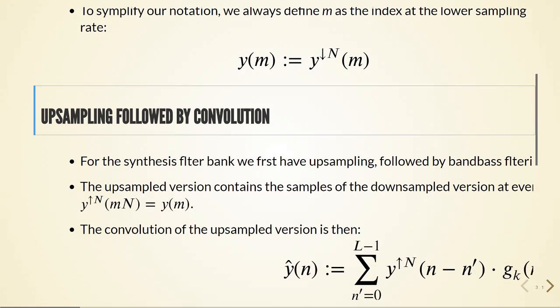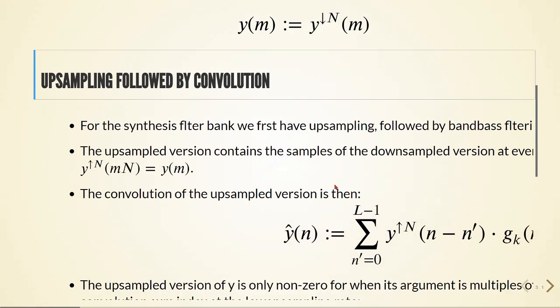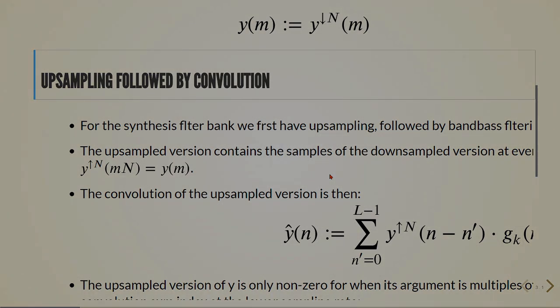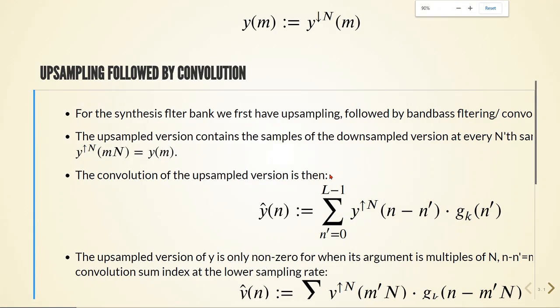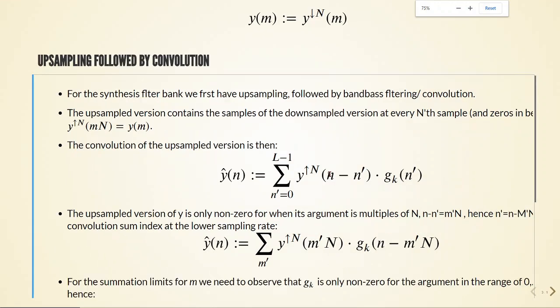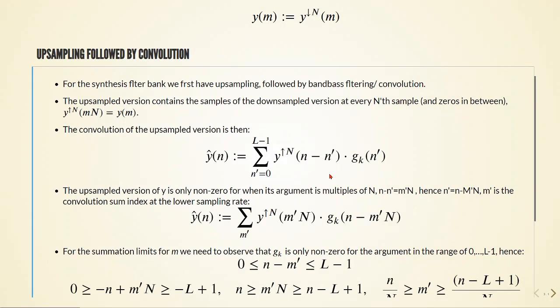Now the upsampling followed by convolution. For the synthesis filter bank, we first have upsampling followed by bandpass filtering. The upsampled version contains the samples of the downsampled version at every Nth sample and zeros in between. So here is the symbol for upsampling. And now the convolution of the upsampled version is given by this equation here.